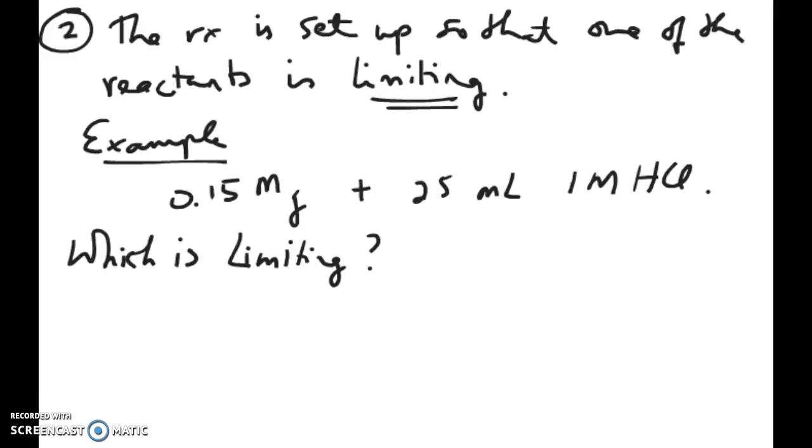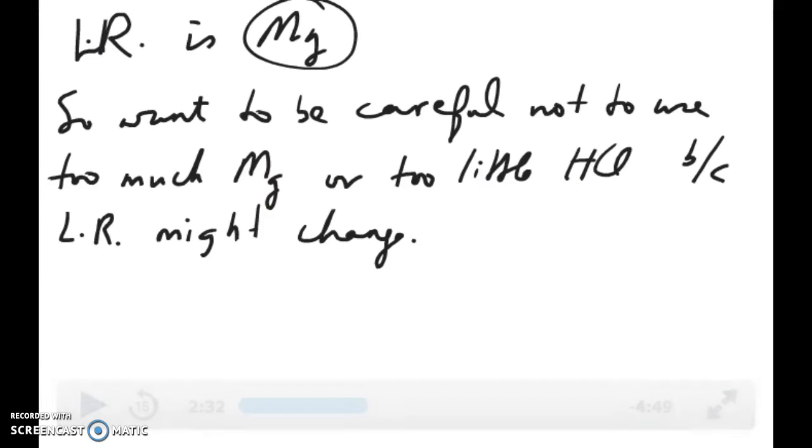The second thing that's important is that the reaction you are given for the experiment today is set up so that one of the reactants is limiting. An example is if you're reacting 0.15 grams of magnesium plus 25 milliliters of 1 molar HCl, you can use stoichiometry of these reactions to figure out which reactant is limiting. I'm going to leave it up to you to do that, because I assume that you know how to figure out limiting reactants in a reaction such as the one given today. And in this case, the limiting reactant is going to be magnesium.